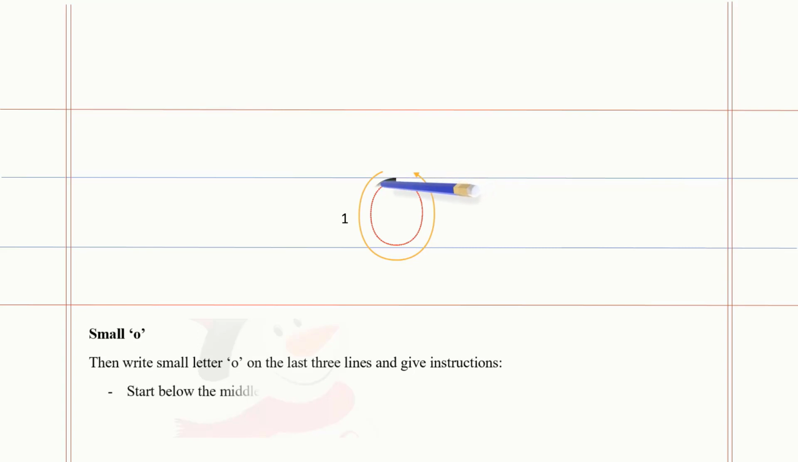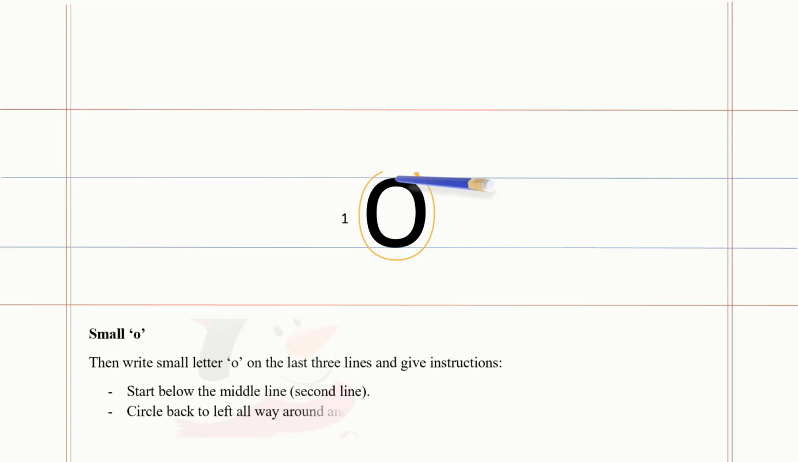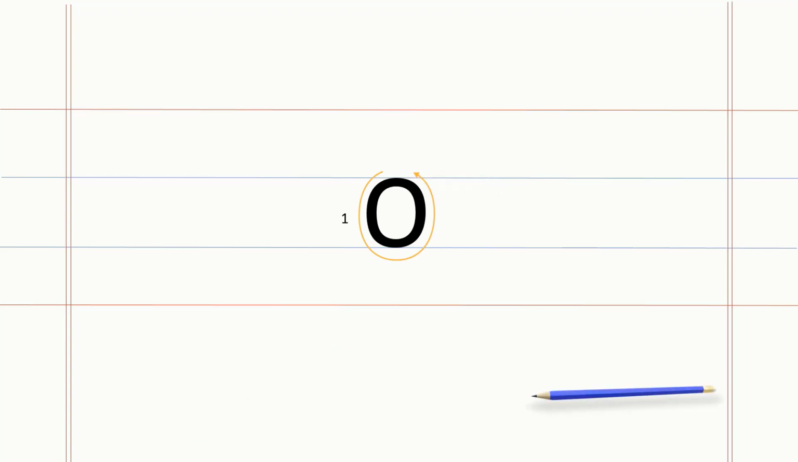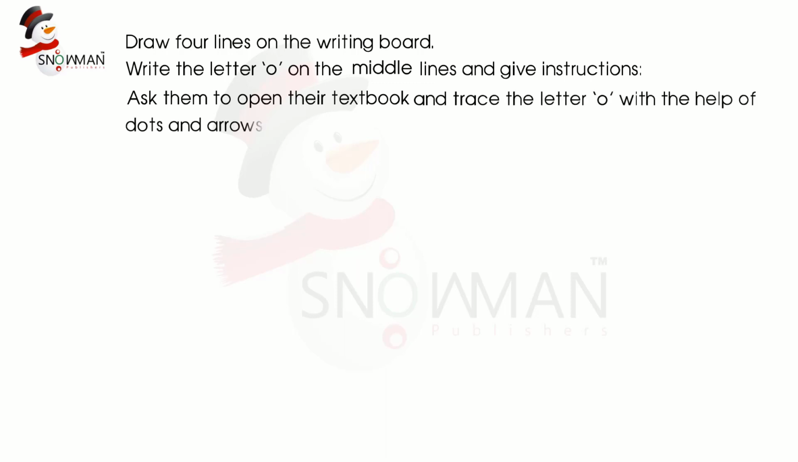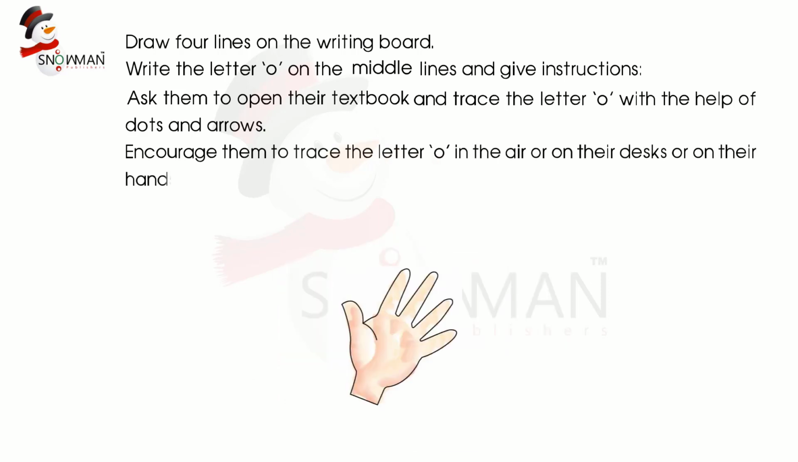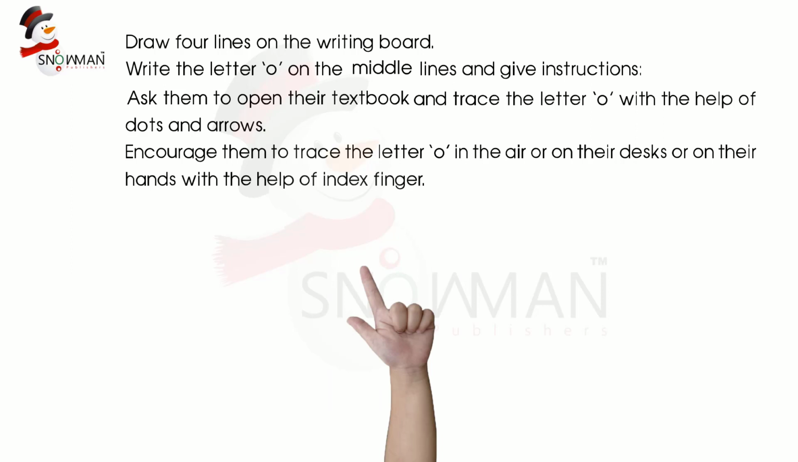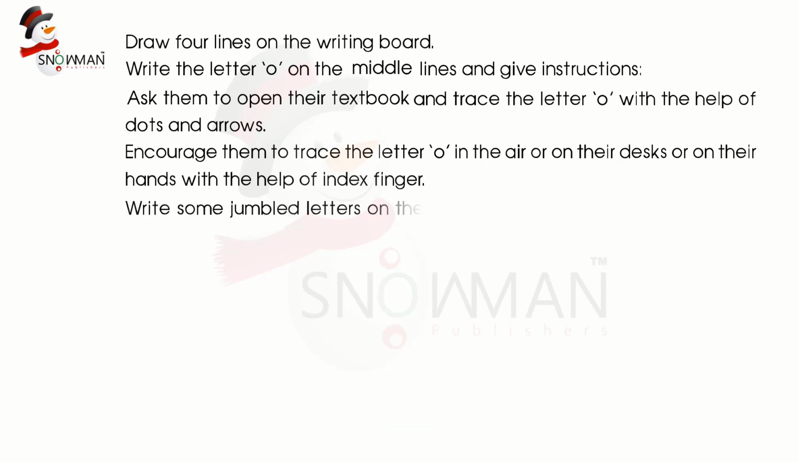Start below the middle line, second line. Circle back to left all the way around and touch the starting point. Ask them to open their textbook and trace the letter O with the help of dots and arrows. Encourage them to trace the letter O in the air or on their desks or on their hands with the help of index finger. Write some jumbled letters on the writing board and ask the children to recognize O.